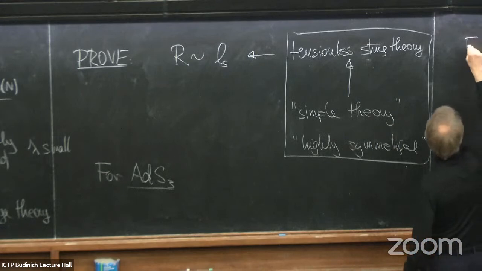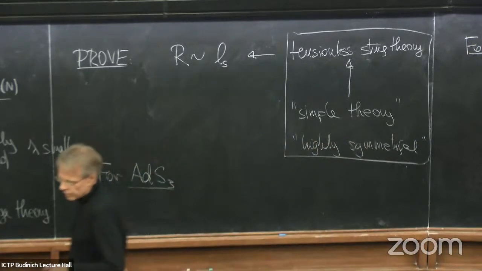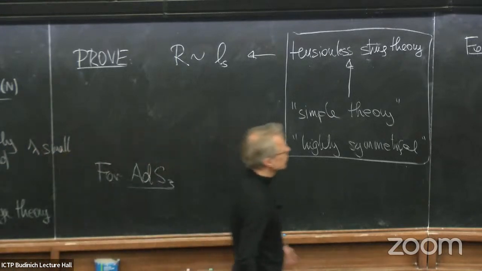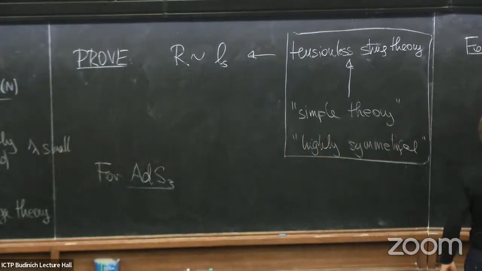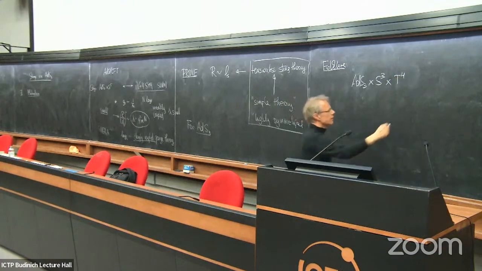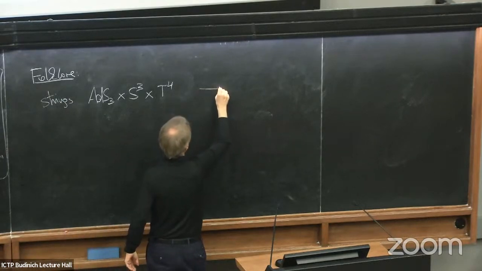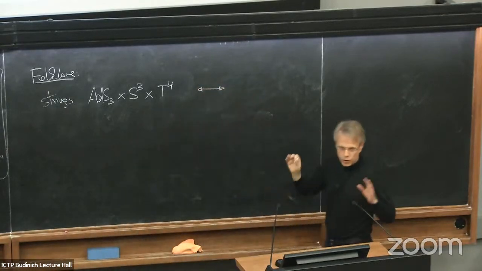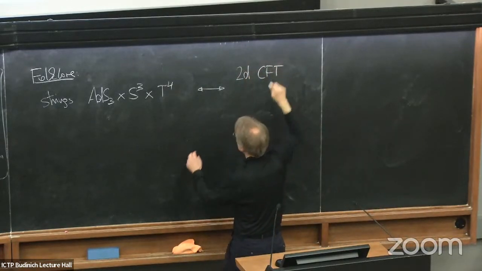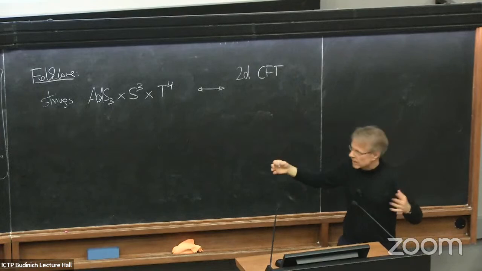So what's the folklore about the AdS/CFT duality for the three-dimensional AdS case? Well, the folklore is that if you look at superstrings on AdS3 cross S3 cross T4, that is dual. So this is a superstring, or say let strings. This is believed to be dual. And now you have to watch my words carefully. This is dual to a 2D CFT. And it's going to be dual to a 2D CFT because the boundary of AdS3 is two-dimensional. So that's what you would expect.